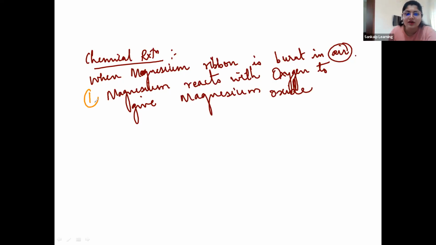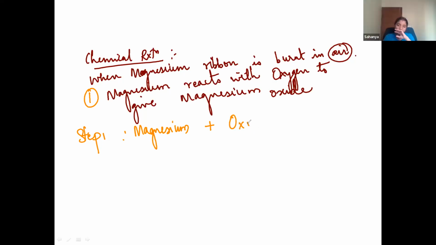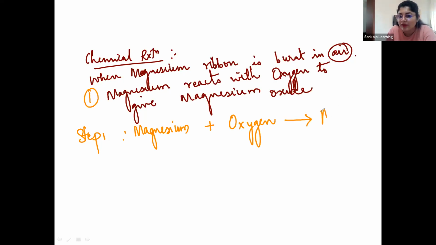Now this was the word form or the sentence form. What is the first step? We have to write the reactants and product. Magnesium is reacting with oxygen, so magnesium is your reactant. I'll write magnesium, and reactants should be separated by a plus sign, reacting with oxygen. To give means arrow, to give magnesium oxide.